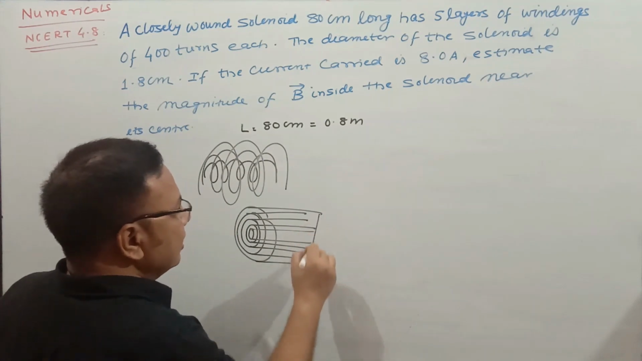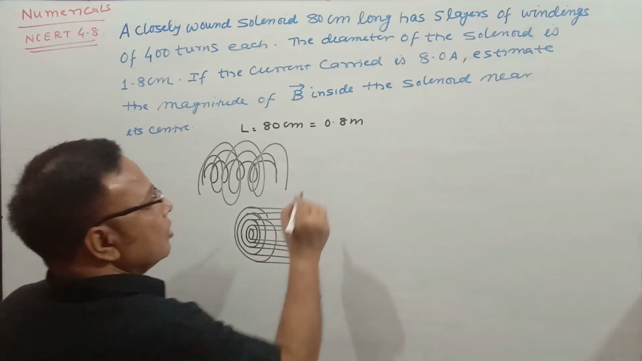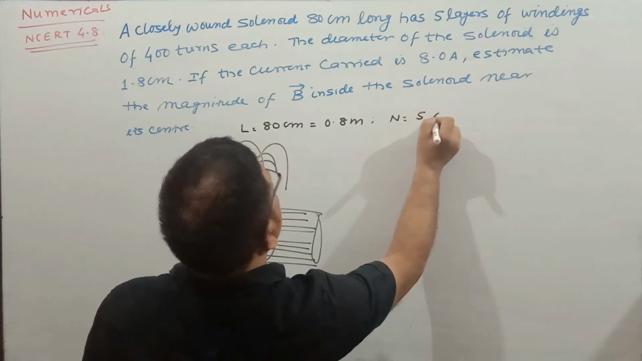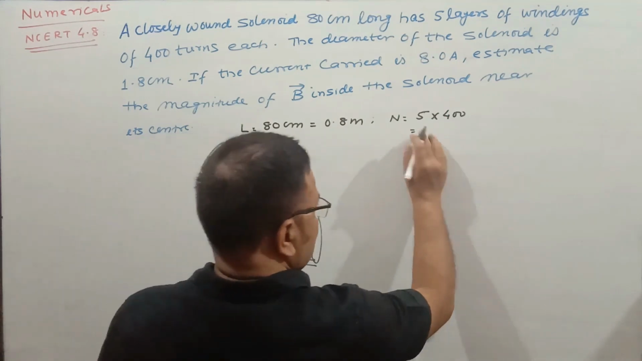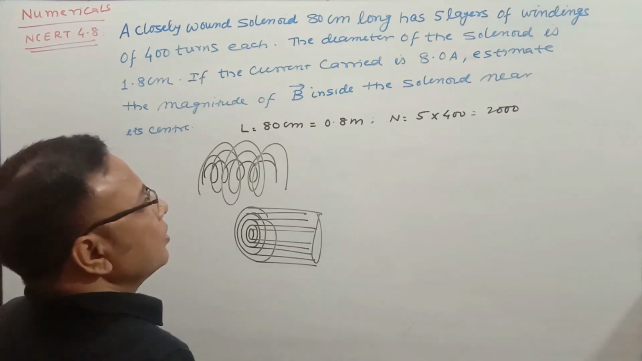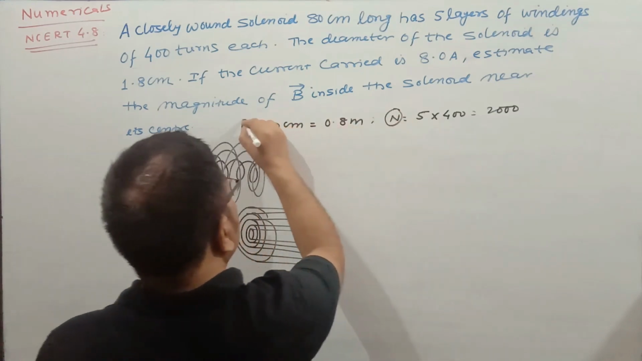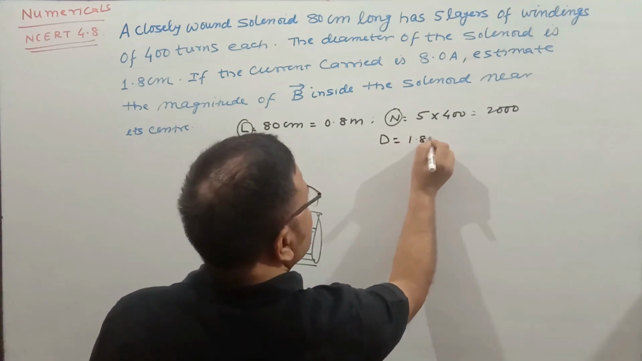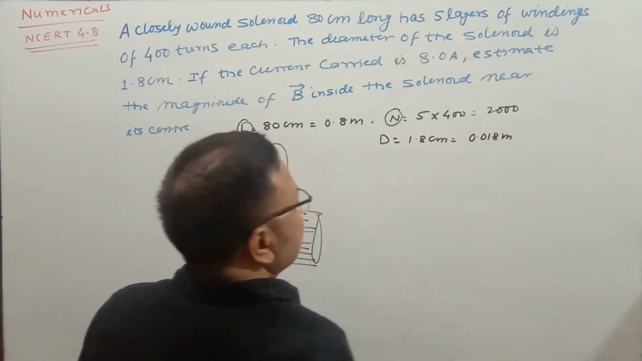So 5 layers, and each layer has how many turns? 400 turns each. So the total number of turns is the number of layers into the number of turns in each layer. In total, this is going to be 2000 turns. And next, the diameter is given. So N is given, L is given, and the diameter of the solenoid is 1.8 centimeter, or 0.018 meter. That is what you have.